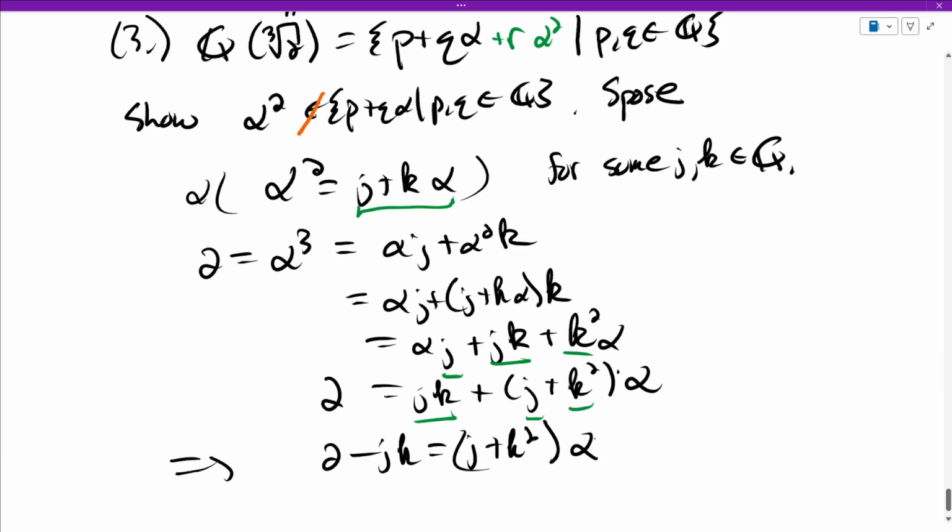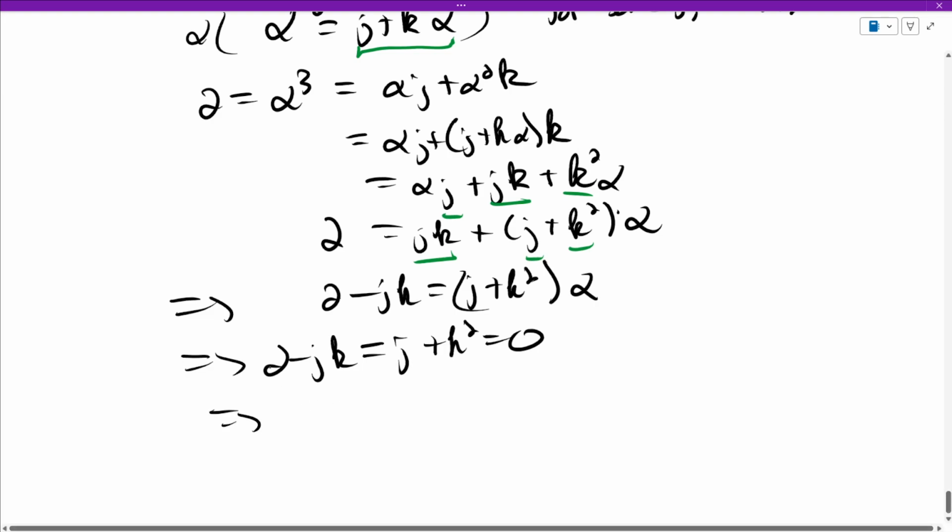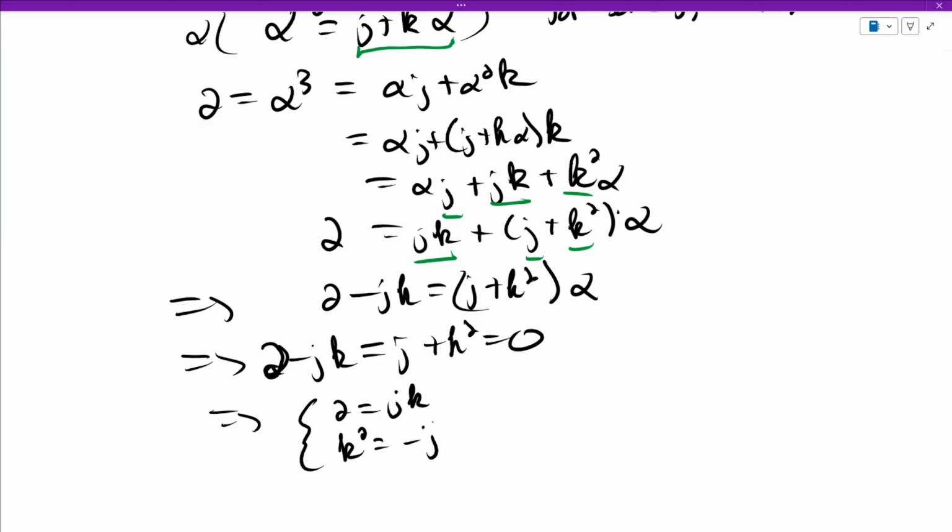So what this is telling us then is that 2 - jk is (j + k squared) times alpha. And the right-hand side has a cube root of 2 in it. The left-hand side is just a rational number because j and k are rational. And so the only way that this can work is if both sides are 0, because the cube root of 2 is irrational. So this gives us two equations. It tells us that 2 is jk, and it tells us that k squared is negative j.